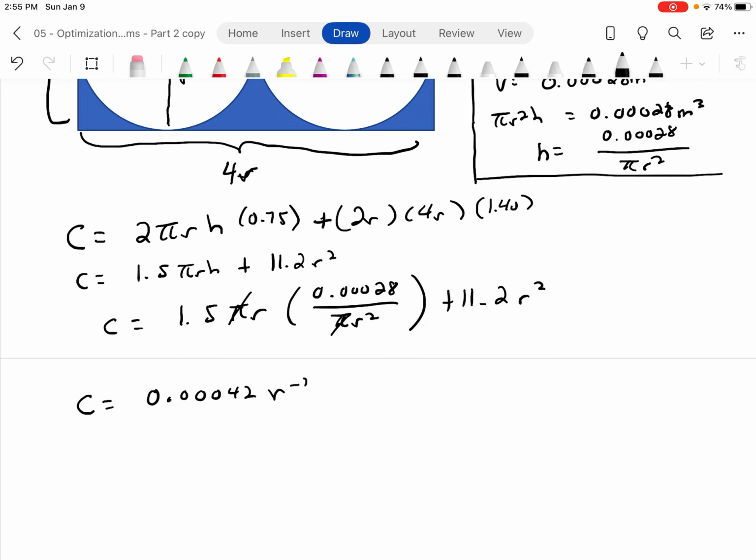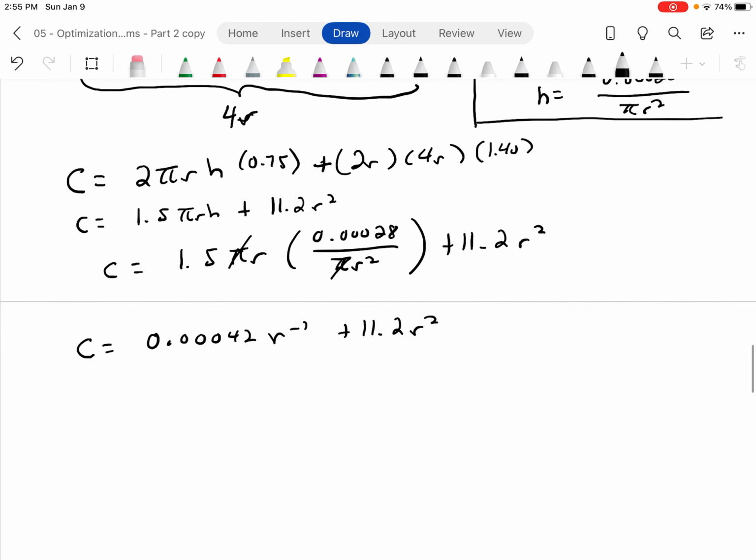And I get r to the negative 1 because r and r squared, 1 subtract 2 would be negative 1. And then I get plus 11.2 r squared. Don't have to do anything with that term. And actually, that's ready for derivatives. That's a good cost equation because it's all ready to take its derivative. I just sort of got lucky in the way that all played out. I mean, that was my plan the whole time, to work this through so I could take the derivative.